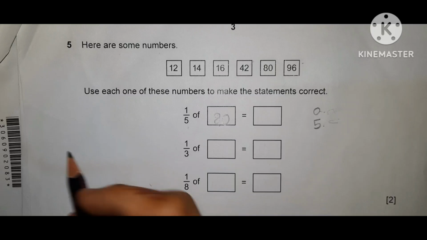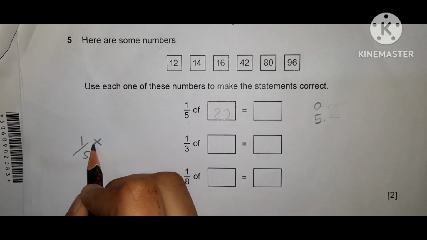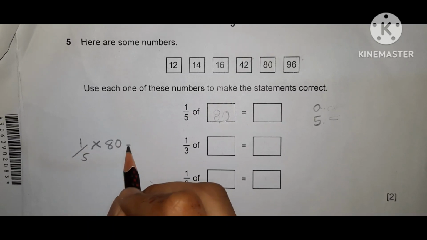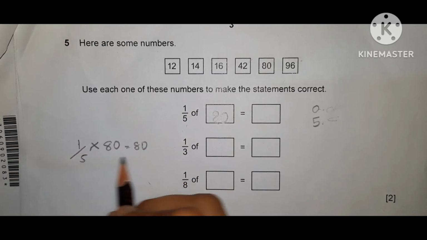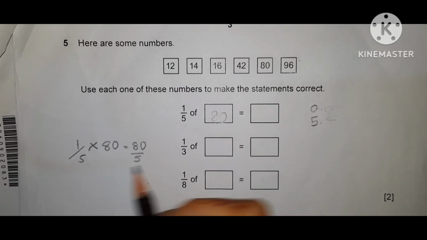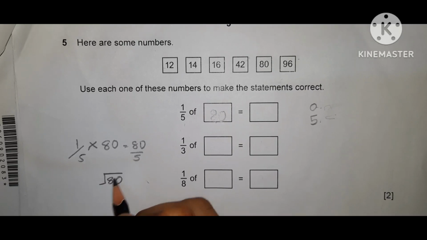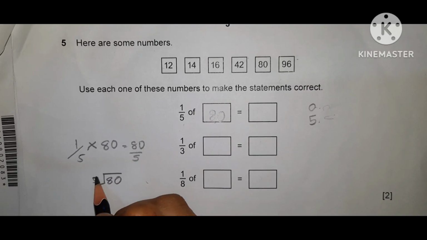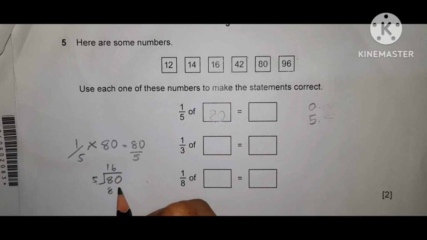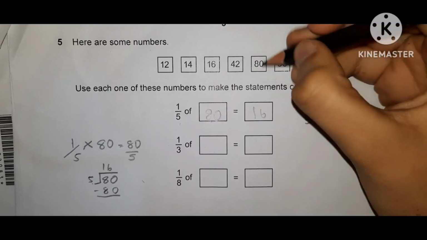Now you'll calculate this. 1 over 5 of, it means multiplied, 80. 1 times 80 is 80. 80 divided by 5. Now you can either use a calculator or you can even do it by hand. 80 into 5 goes 16 times. So you write 16. So you can just cancel.